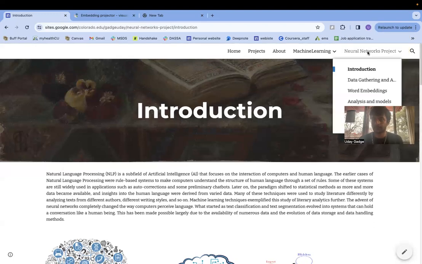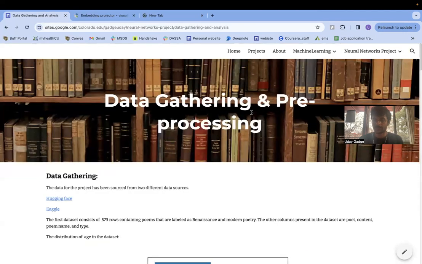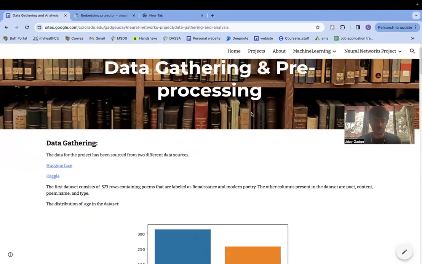The data for this project is extracted from two sources. One is Hugging Face and one is Kaggle. The data set from Hugging Face has around 573 rows of data, and they're labeled based on the era the poems were written. The label being whether it's written during the Renaissance age or the modern age. But this data is not sufficiently large enough to build models. So there was a need for some data enrichment.